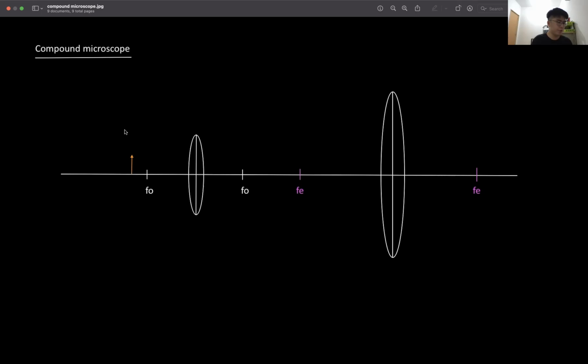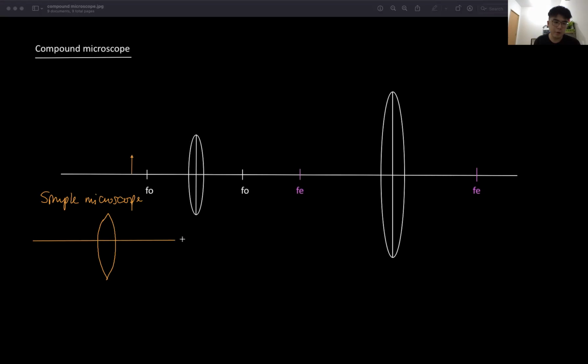Right, compound microscope. First, before we look at the compound microscope, we talk briefly about the simple microscope. A simple microscope consists of only one lens. A simple microscope example is a magnifying glass. So it has the ray diagram. The ray diagram is one convex lens.